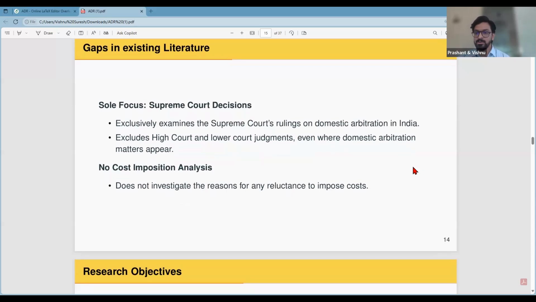So setting the stage now, I'm handing over to Prashant, who will take you through the research objectives and the subsequent portions. Thanks, Vishnu. Hi, everyone.